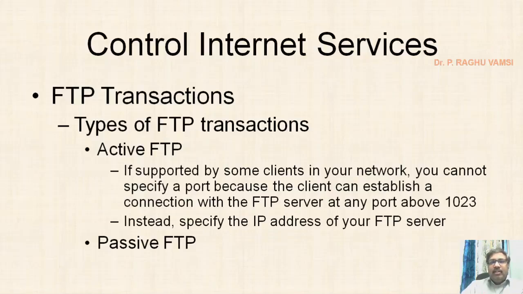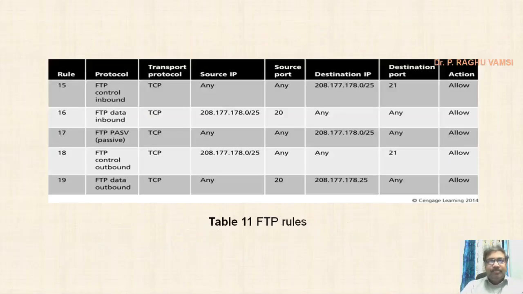Next, you can also set rules for FTP transactions, File Transfer Protocol, with types like active FTP and passive FTP. In the case of active FTP, if supported by some clients in your network, you cannot specify a port because the client has already established a connection with the FTP server at a port above 1023. Instead, specify the IP address of your FTP server, and you may write a policy in the firewall to allow or deny the traffic. So here is a table example that gives you the information about FTP.